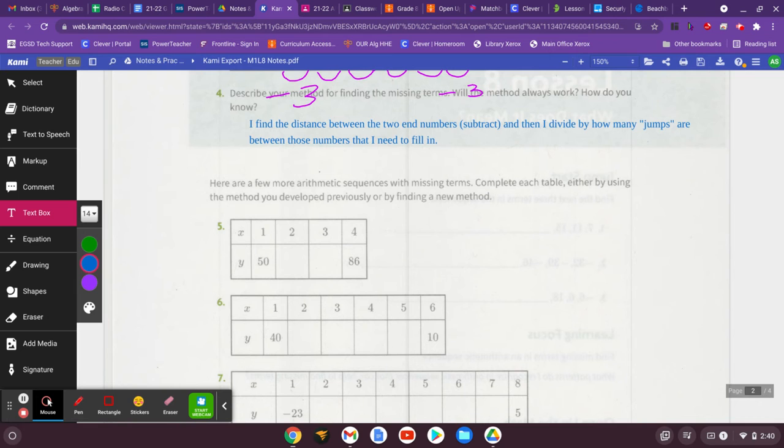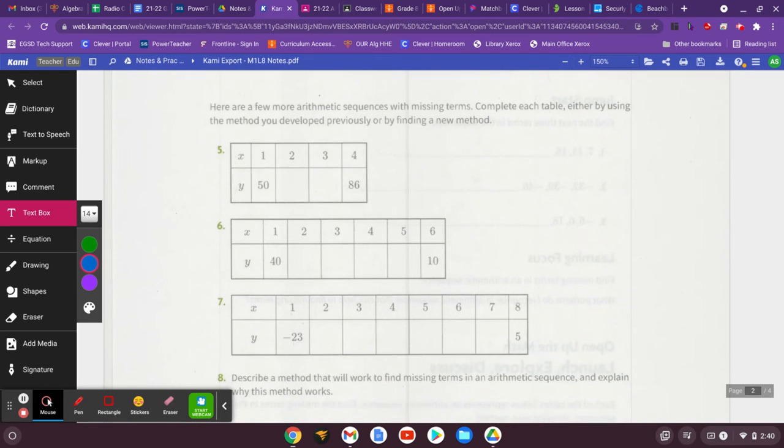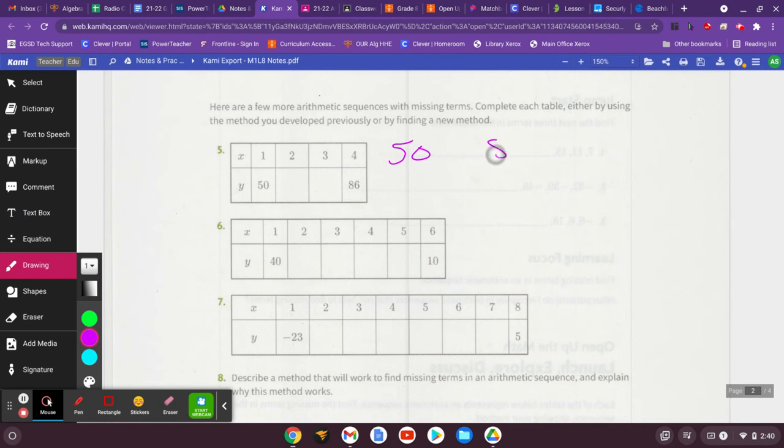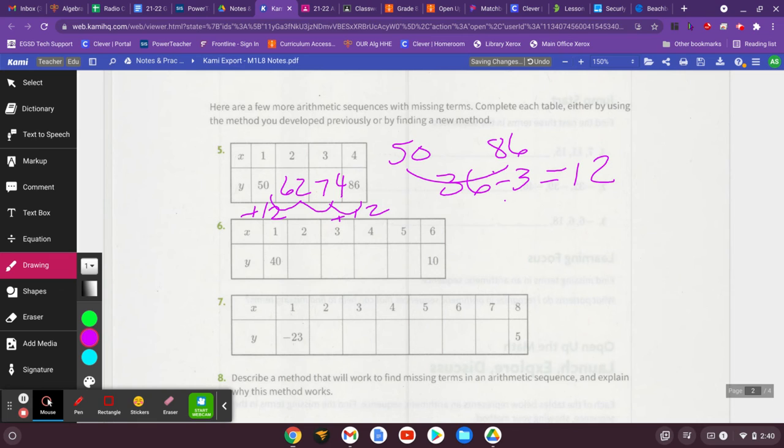Okay, so here's a few more. Let's try using that method we had just figured out. From 50 to 86, that is 36. And I have 1, 2, 3 jumps. Divided by 3 would be 12. So I'm going to try a plus 12 in here. That's 62. Plus 12 is 74. Plus 12 is 86. Awesome. That's working out really well.